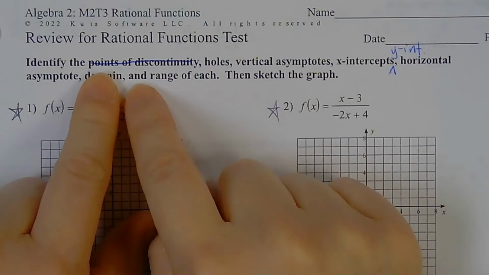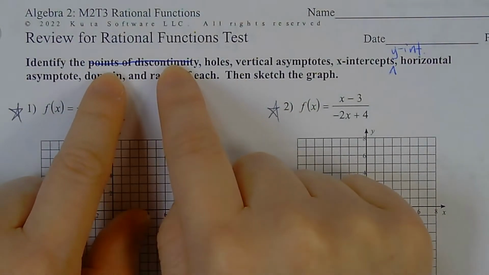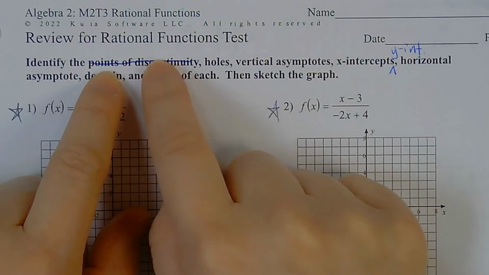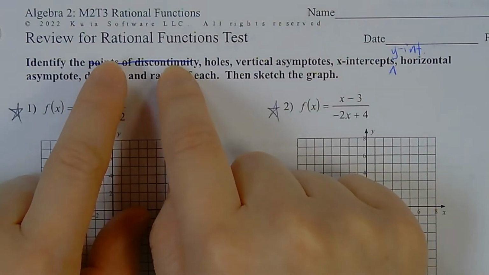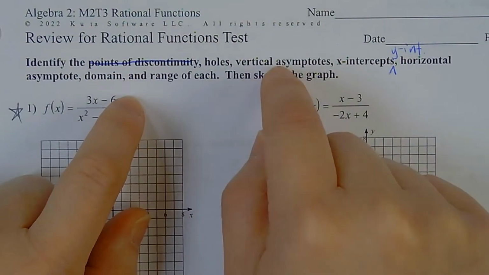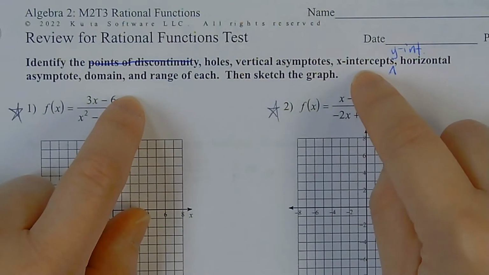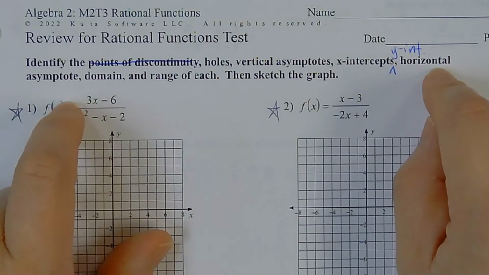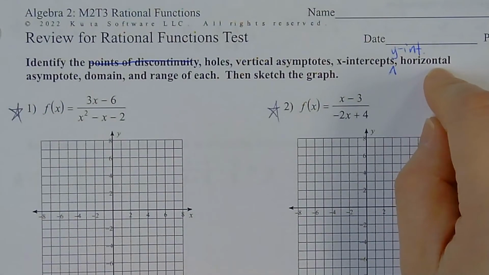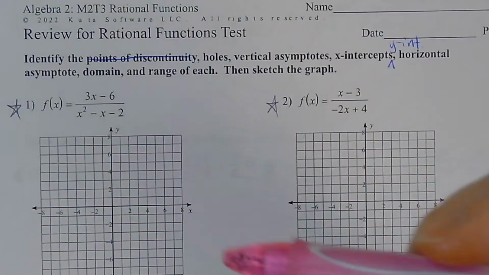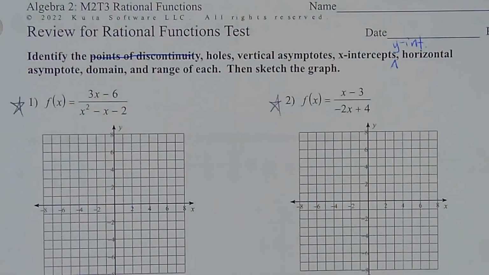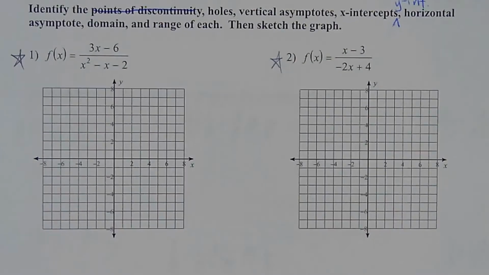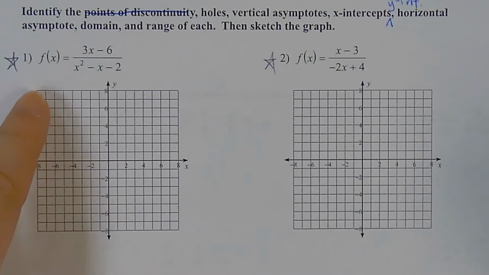A few things to note. I forgot to erase these, so sorry. We don't need to do the points of discontinuity because we're going to already state them with the holes and the vertical asymptotes. We're going to find the x-intercepts and the y-intercept, horizontal asymptote, domain, and range. So let's get started. We're going to do not all the problems, but some of the problems. Number one.